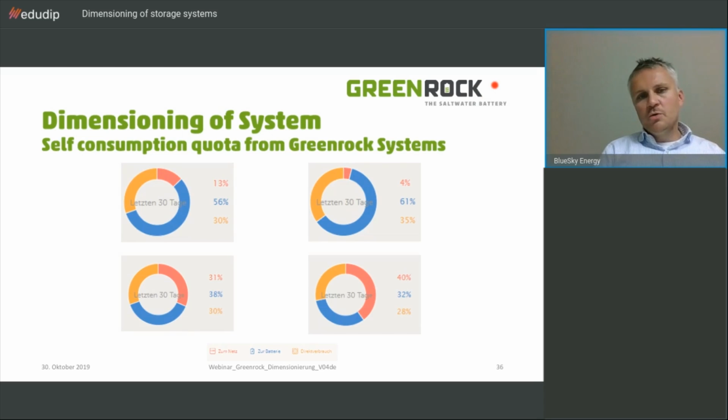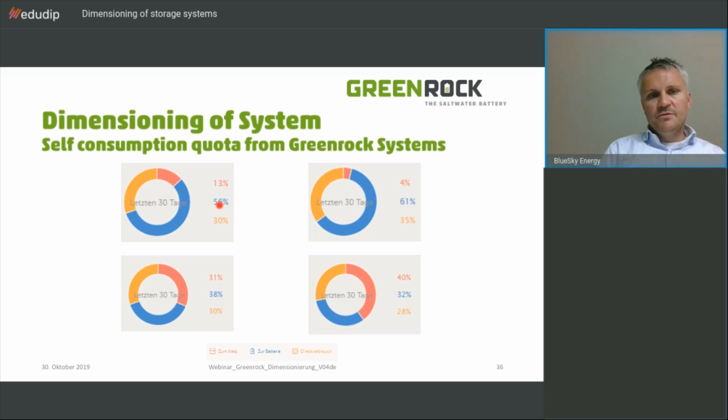Over here, I'll show you a couple of data points from our EMS. By the way, the EMS, the GreenRock Energy Management System, will be addressed in more detail in our next webinar. And then we can see the data very clearly. We can see the yellow parts of that cake, that 30%. That is the self-consumption quota from the GreenRock system. This is real field data that we have. And we see 30%, over here 35%, 28%, 30%. So that's basically one rule of thumb which we can see.